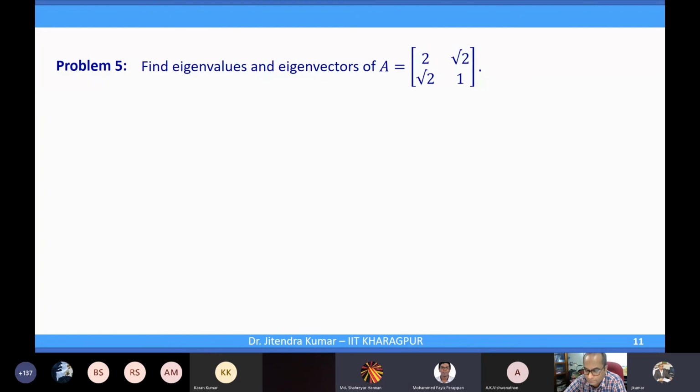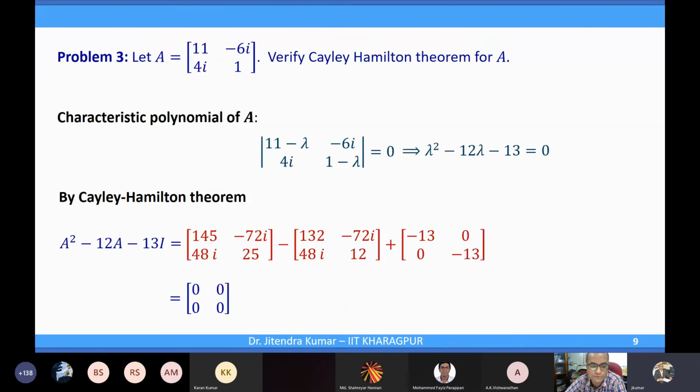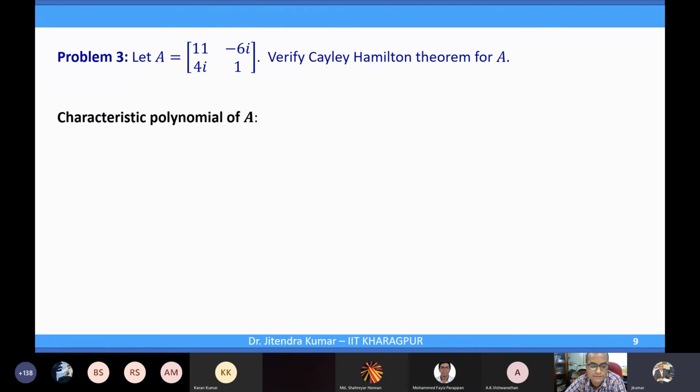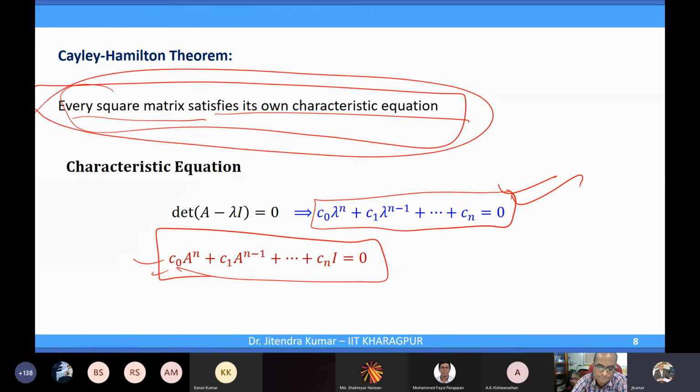Excuse me, sir. Cayley-Hamilton theorem can be used only for a square matrix? Yes, for a square matrix. We are learning everything for a square matrix. The eigenvalues, eigenvectors, that is the characteristic equation, that is for a square matrix. The statement is also written there, right? I have written that statement. Every square matrix satisfies its own characteristic equation.